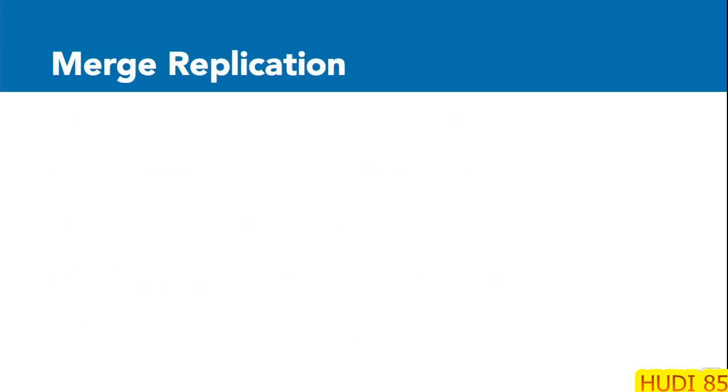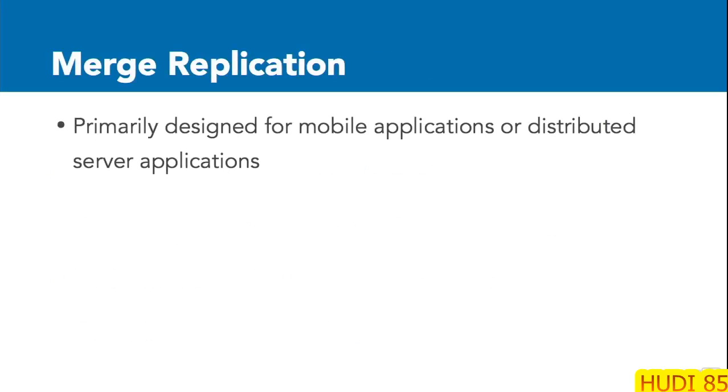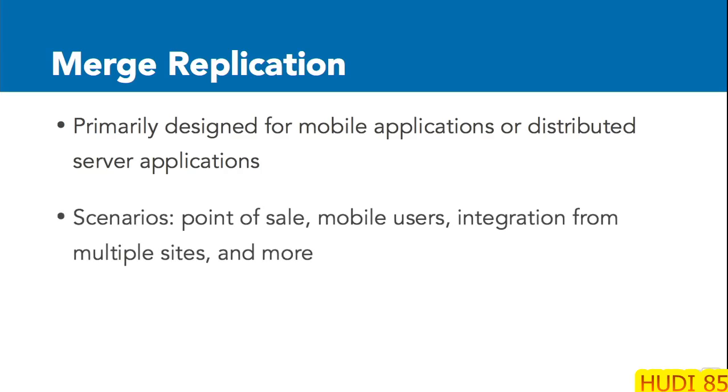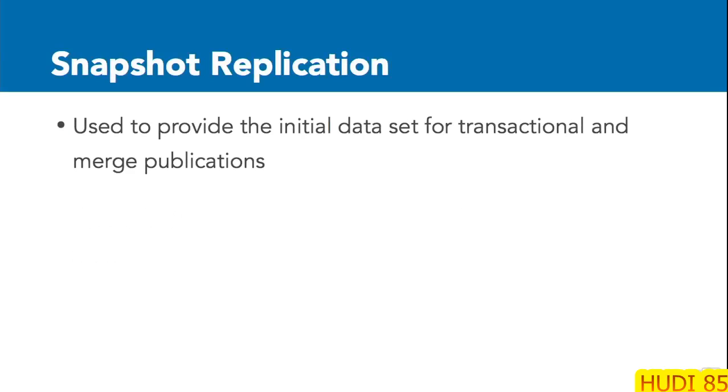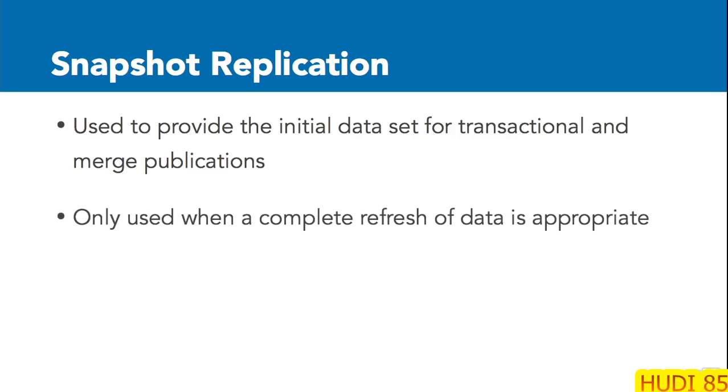The second type of replication is merge replication. This is primarily designed for mobile applications or distributed server applications that have possible data conflicts. Common scenarios include exchanging data with mobile users, such as consumer point-of-sale applications and integration of data from multiple sites. And finally, there's snapshot replication, which is the one that we'll demonstrate. It's used to provide an initial set of data for your transactional or merge replication. It can also be used when complete refreshes of data are appropriate.